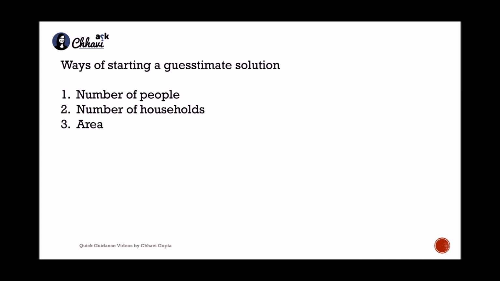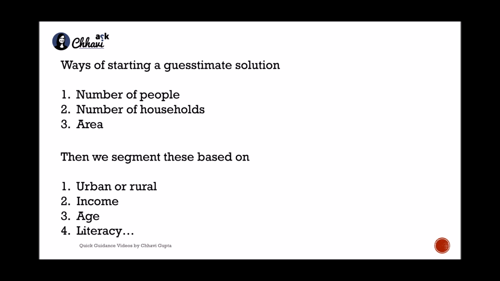This could be, for example, if you're going about estimating what is the number of TVs in India, then you go by number of households. The third could be area, which could be something like what is the length of roads in a particular area, and for that you need to know the area. So we definitely need to know these few numbers. There are also ways to segment. When we go further in the guesstimate, we segment our population, households, area by something. That is generally urban or rural, by income segments, by age segments, by literacy rate, by even more, which could be a little rarer.